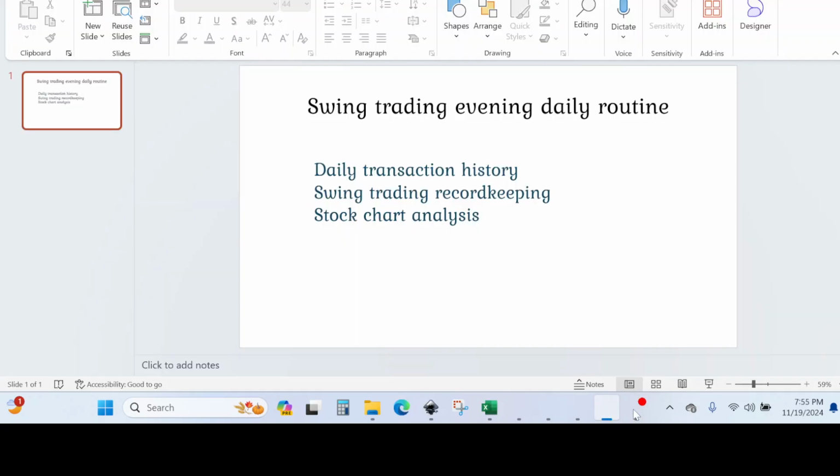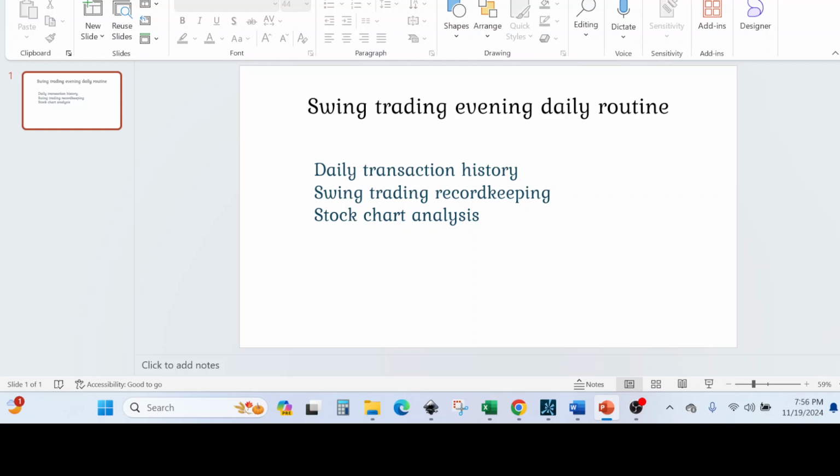Hello, swing trading evening daily routine. So for the daily routine, at the end of the day, you pull your daily transaction history from your brokerage account and you save it. You can download it as a CSV file and save it for your record, and you use that to record your swing trades, your stock purchases, your stocks sold, and any dividend you earn.